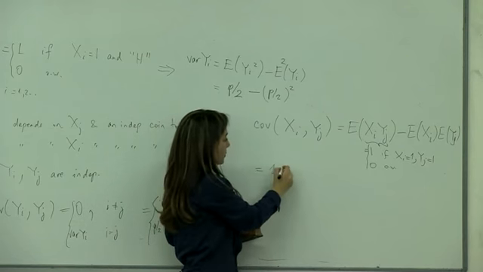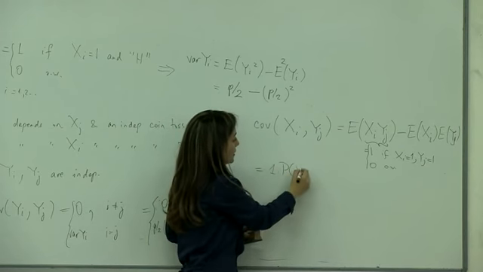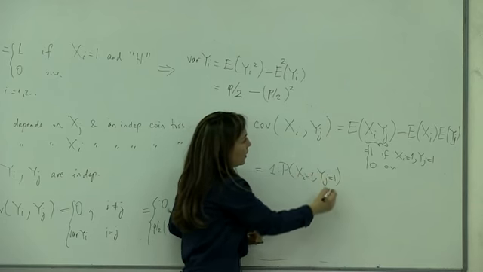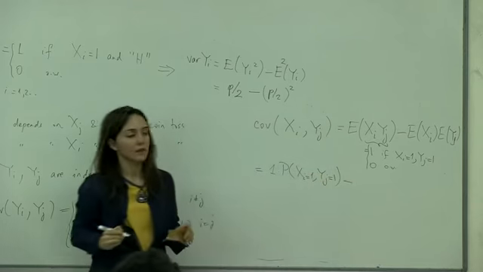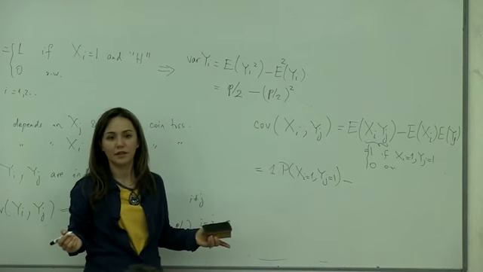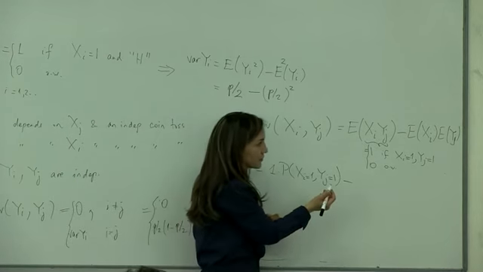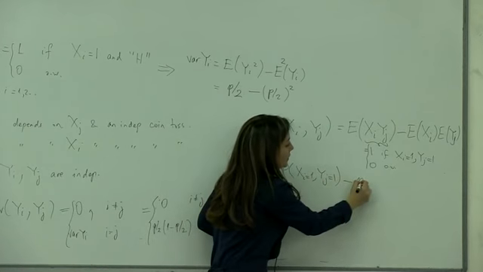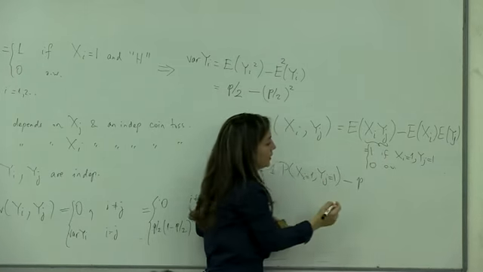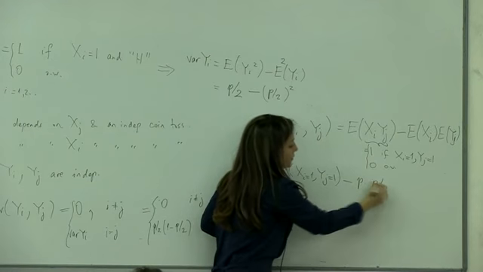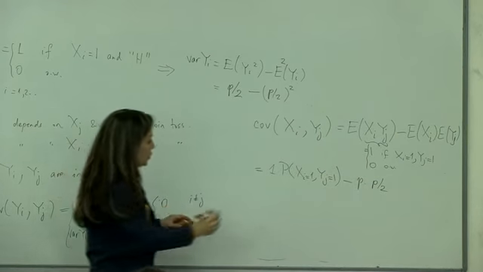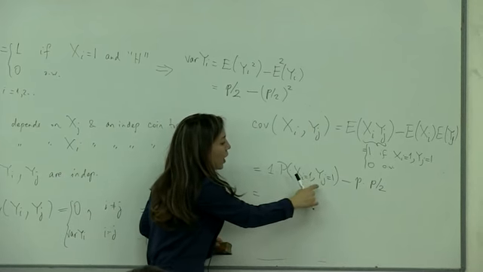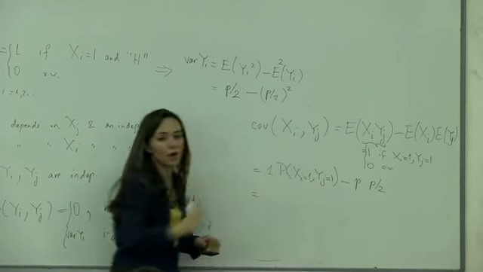So it's 1 times the probability that x sub i is 1 and y sub j is 1, minus the expected value of x sub i, which is p, and the expected value of y sub j, which is p over 2. So what is the probability that x sub i is 1 while y sub j is also 1?